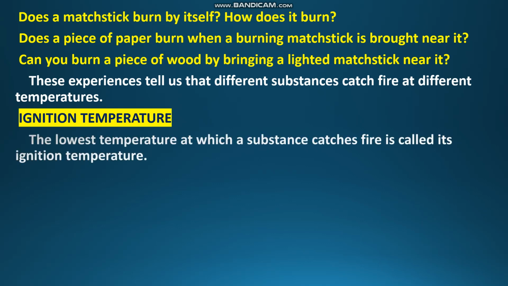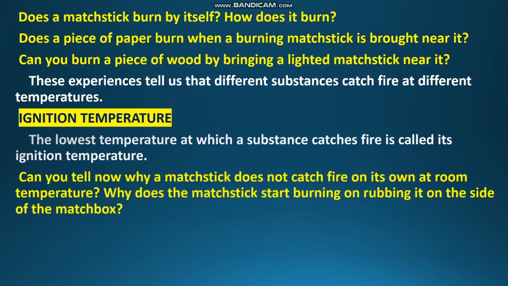Let us see its definition. The lowest temperature at which a substance catches fire is called its ignition temperature. It is the minimum temperature, or the lowest temperature, at which a substance catches fire. So below this ignition temperature, a substance cannot catch fire. Now can you tell why a matchstick does not catch fire on its own at room temperature? Because at room temperature it is not reaching the ignition temperature. So the ignition temperature should be reached, then only it will catch fire.